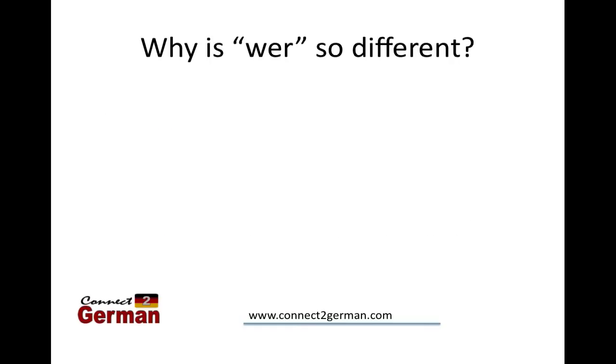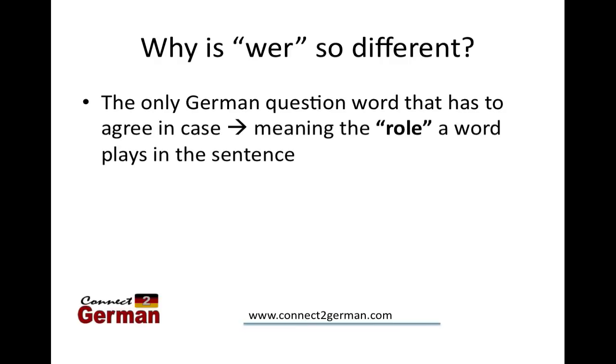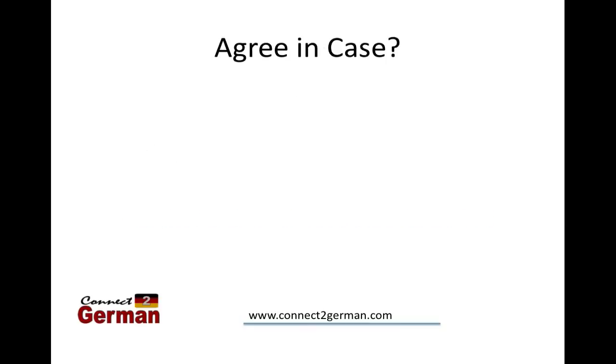Okay, so why is wer so different than all of the other question words? The biggest reason is it has to agree in case. So if we're talking about, for example, who versus whom, which really isn't used a whole lot anymore in everyday English, there is a difference between who and whom, and it has to do with subject or object. And we're really talking about, as I just pointed out, the role it plays in a sentence: subject, the direct object, or indirect object. And so when we say it agrees in case, it really agrees with the role it plays.